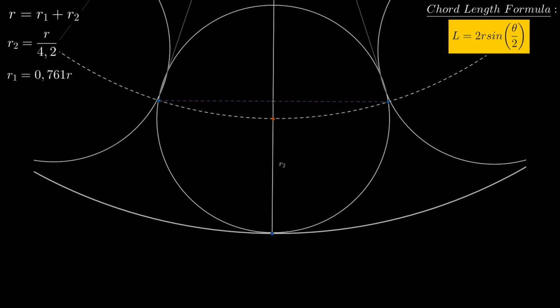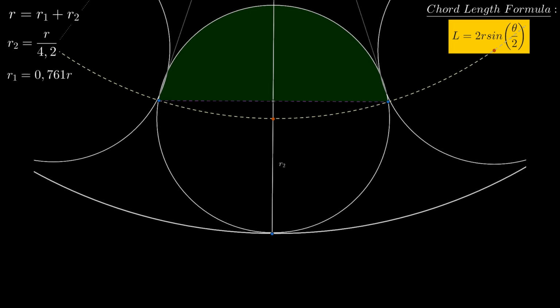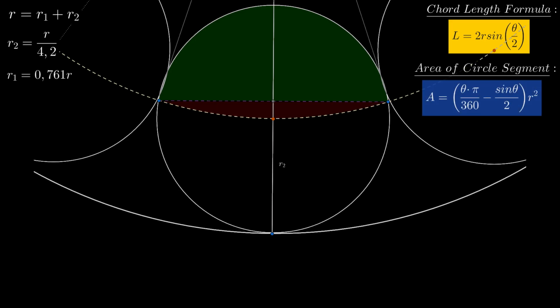This total area here is this area plus this area, correct? And if you recall the formula for the area of a circle segment, it's A equals theta times pi over 360 minus sine of theta over 2 times r squared. We'll call this area here A1 and this area A2.